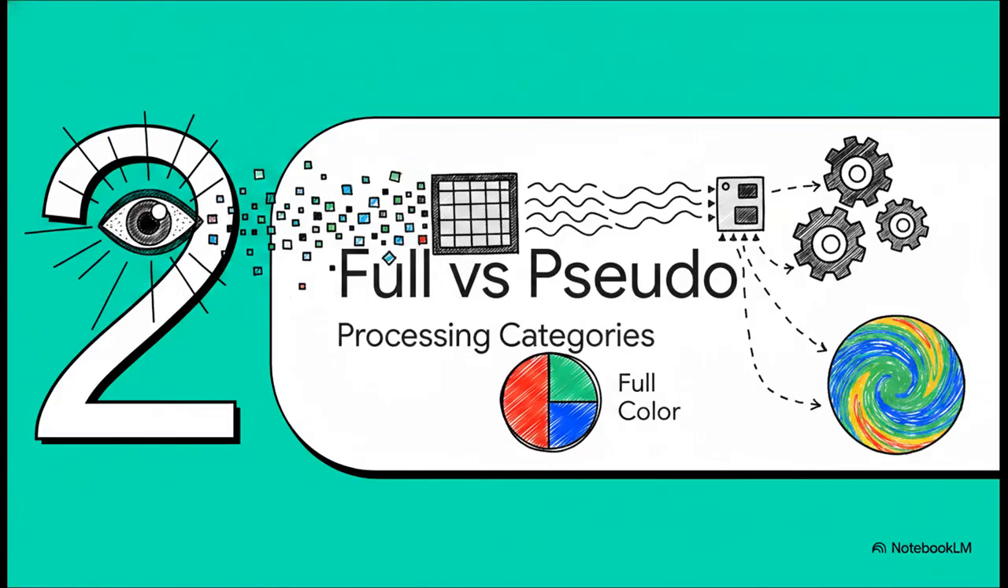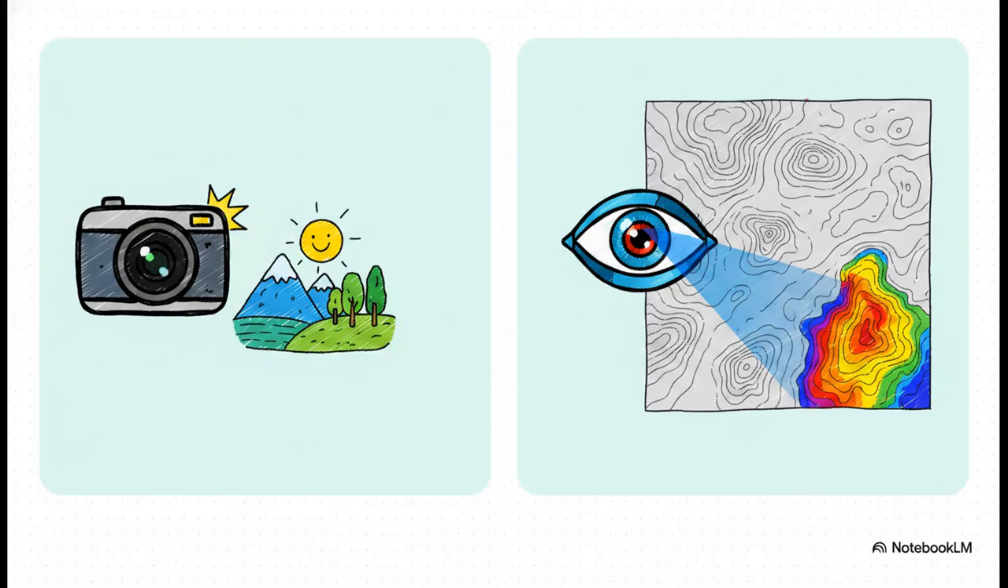Moving right along to Section 2, full versus pseudo-color processing. Okay, once a sensor actually captures that light, how does a computer process it? We basically have two main paths here, full color and pseudo-color processing. Full color processing is pretty straightforward. It works directly with data from full-color sensors, like the camera on your phone, typically using a 24-bit representation. That's 8 bits each for the red, green, and blue channels.